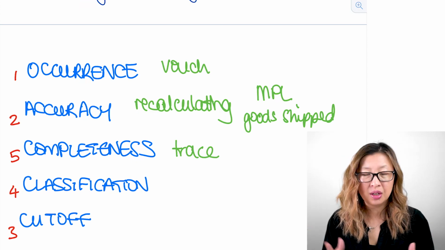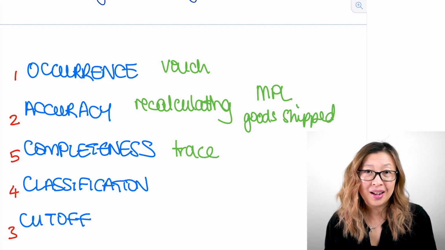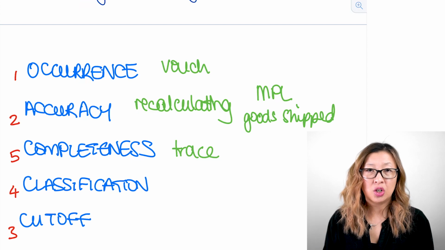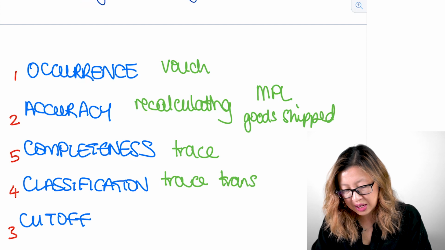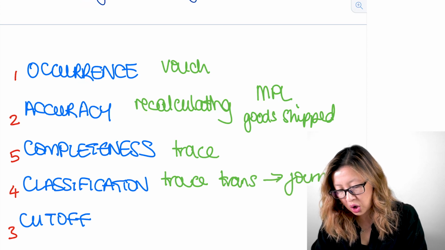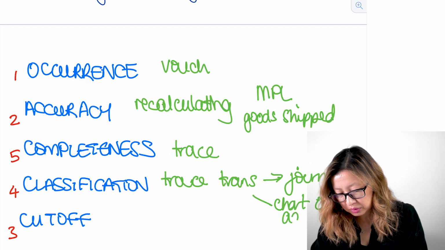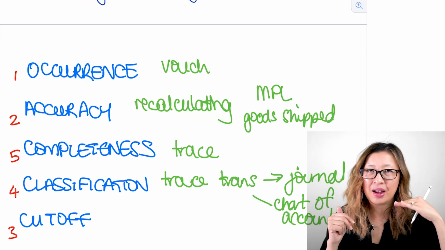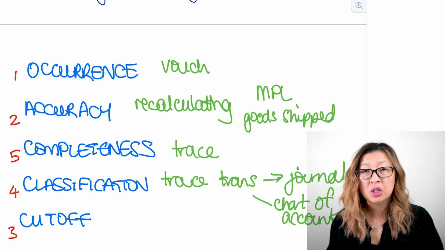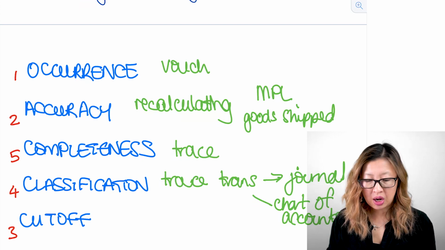Now classification is making sure that all the debits and credits are correct. So when it comes to classification, we might do things like, again, this is the tracing of the transaction through to the journal, but we also want to check that it matches the chart of accounts. Okay, the chart of accounts is a big document that has every single account that we debit and credit within the financial statements. So we want to make sure that for this sales transaction, we're debiting and crediting correctly.